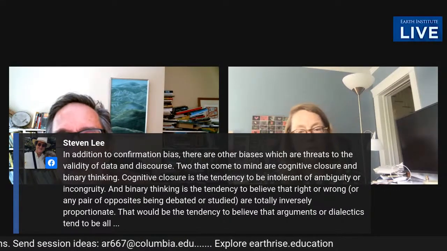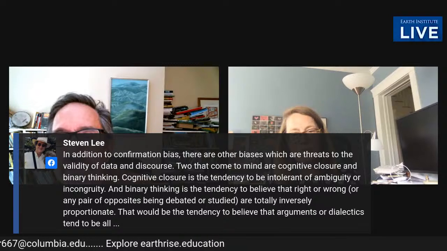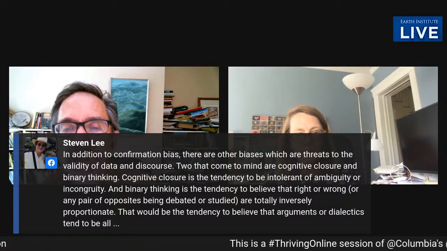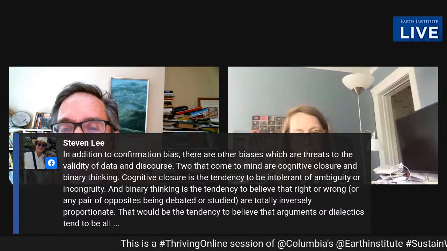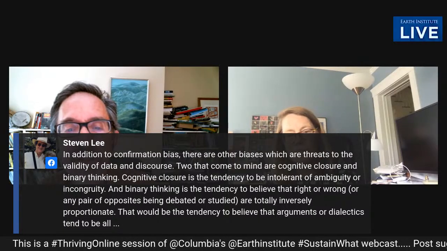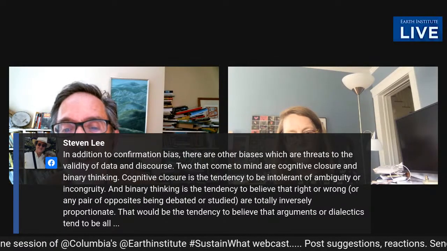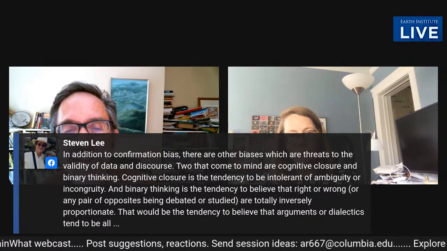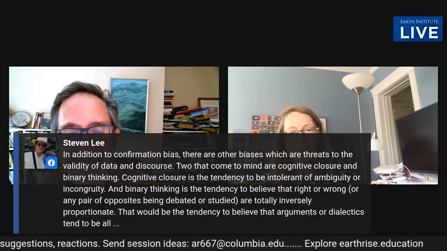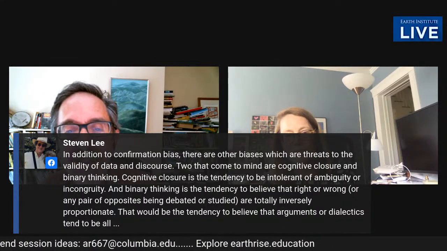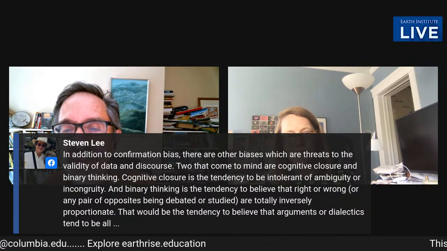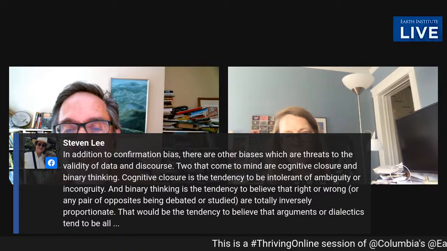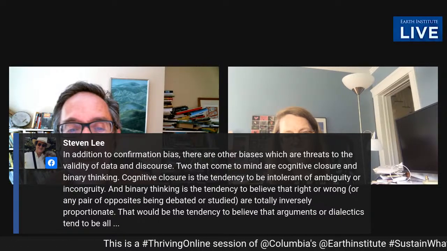In addition to confirmation bias, there are other biases which are threats to the validity of data and discourse. Two that come to mind are cognitive closure and binary thinking. Cognitive closure is the tendency to be intolerant of ambiguity or incongruity. That's definitely out there. We all hate uncertainty. And binary thinking is the tendency to believe that right or wrong, or any pair of opposites being debated or studied, are totally inversely proportionate.